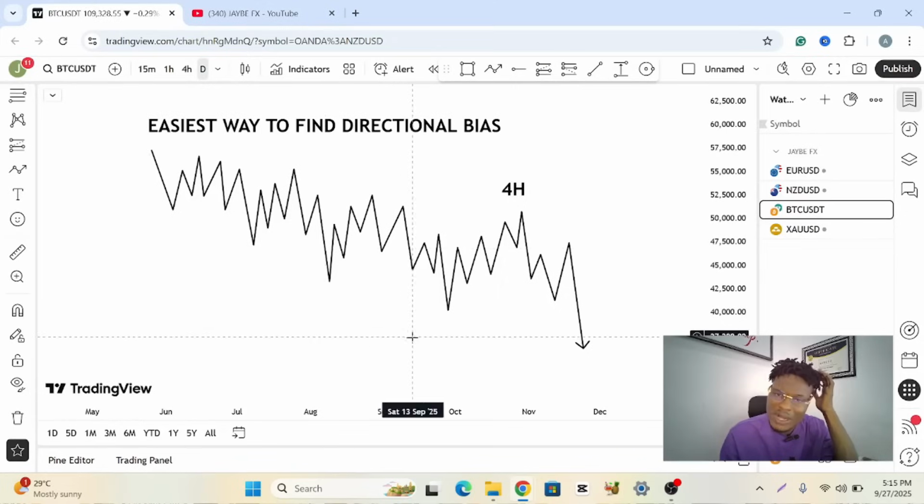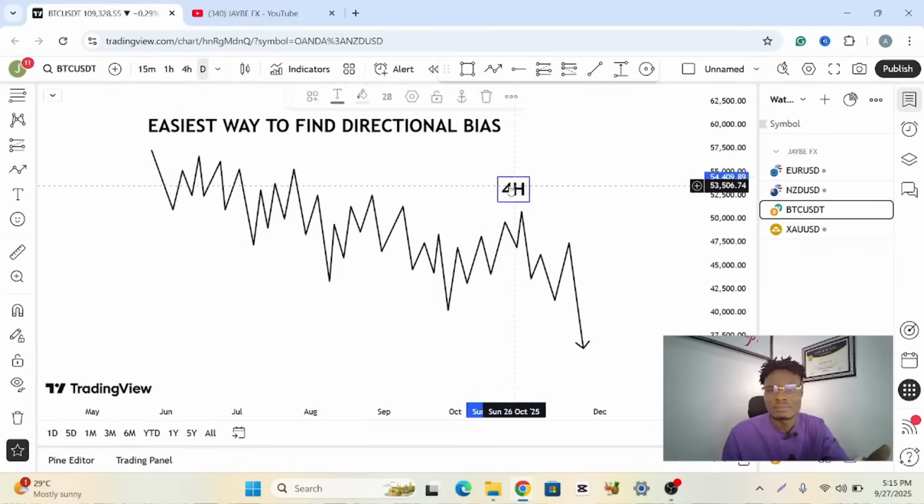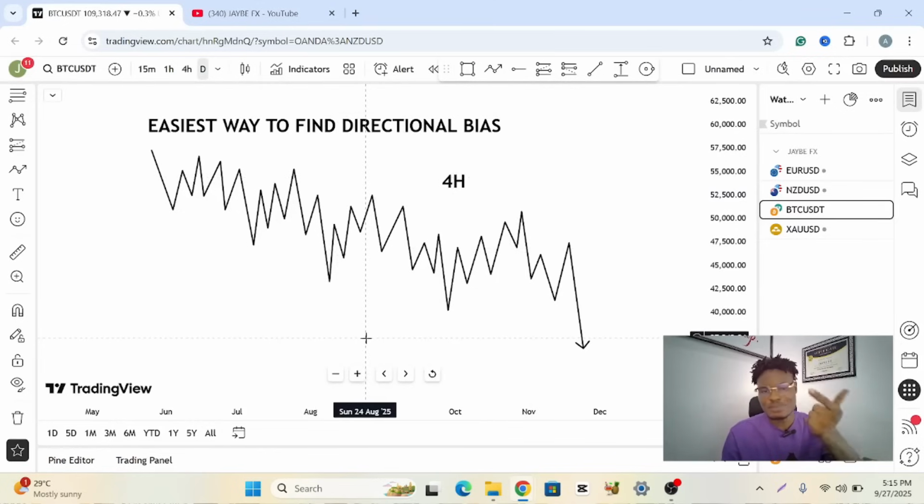So now coming back to the chart, what trend is this? Obviously downtrend. Let's use the 5 second rule. Tell me, is this buy, sell, or consolidating? 5, 4, 3, 2, 1. It's a sell. It's a downtrend. How do you know?